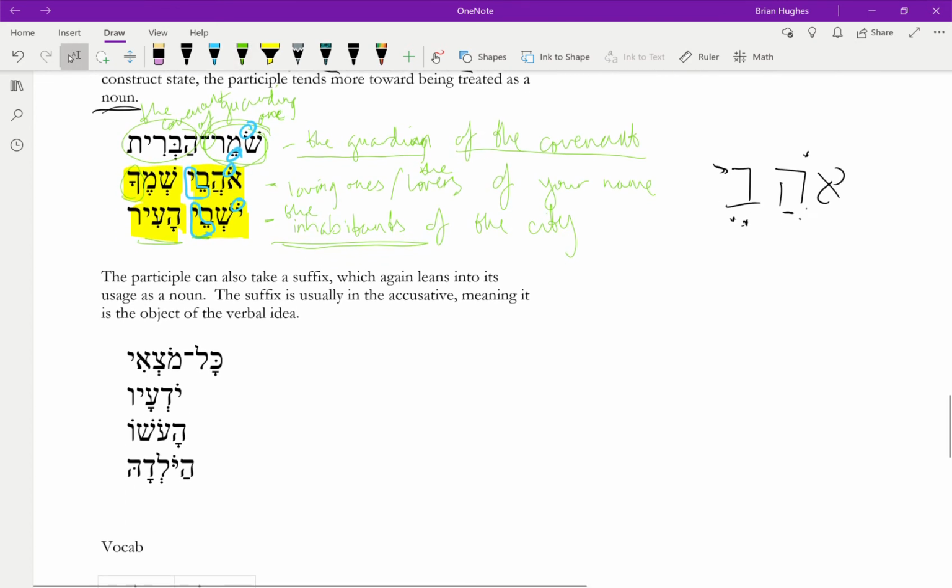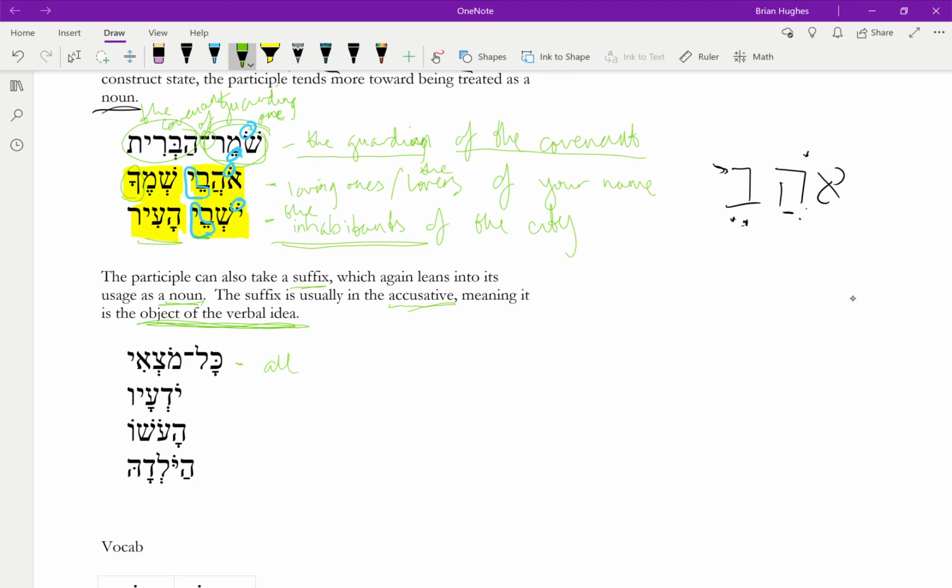The participle can also take a suffix, which again leads into its usage as a noun, as a substantive idea that's being used. The suffix is usually in the accusative, meaning it is the object of the verbal idea. It's taking the verbal action of the word. So here we have chol motzei.